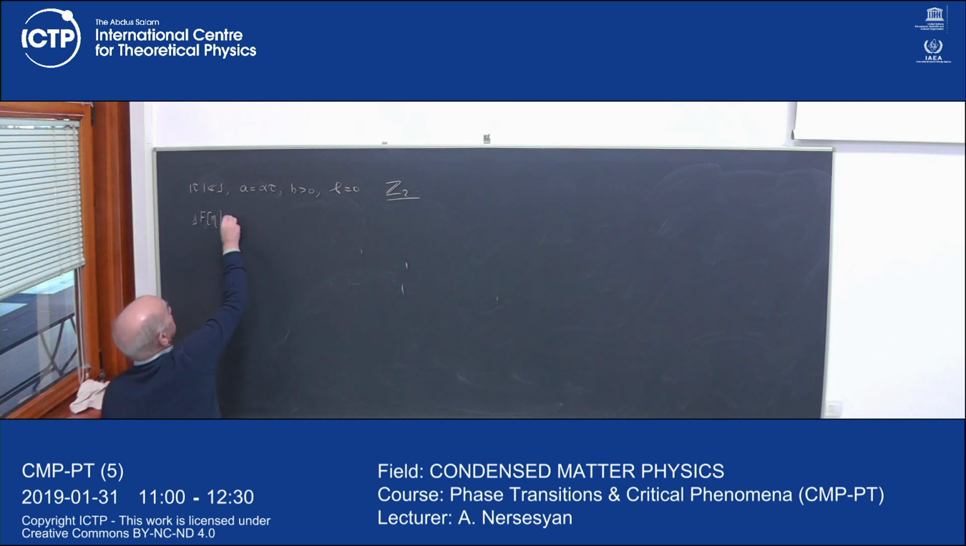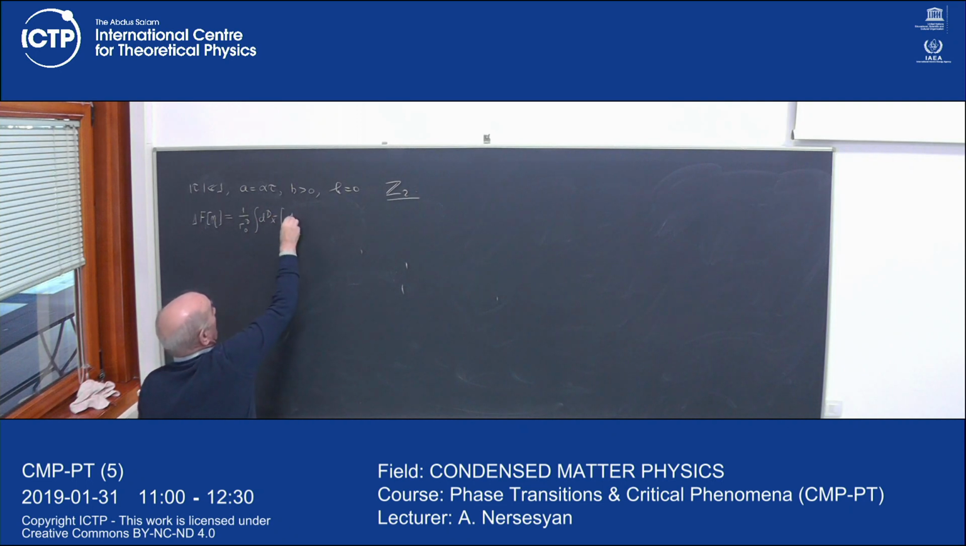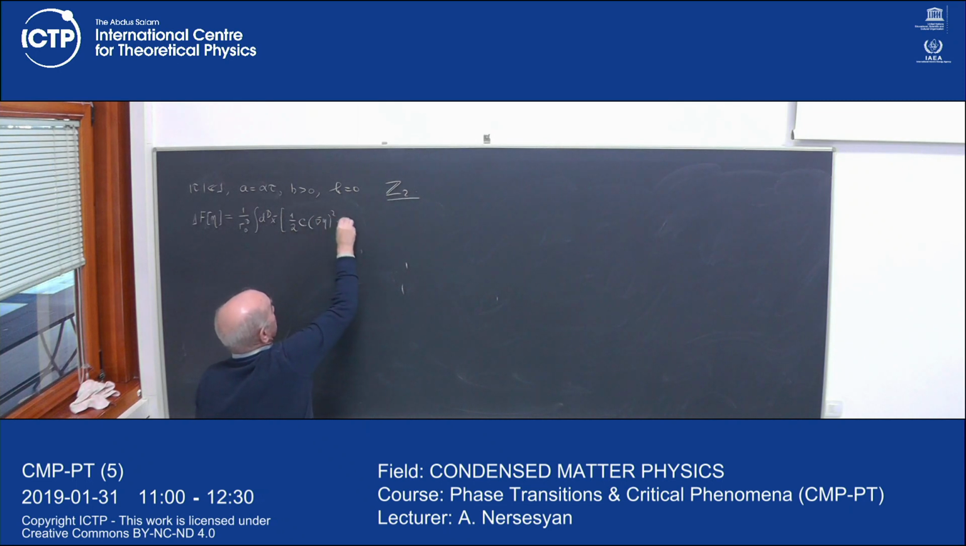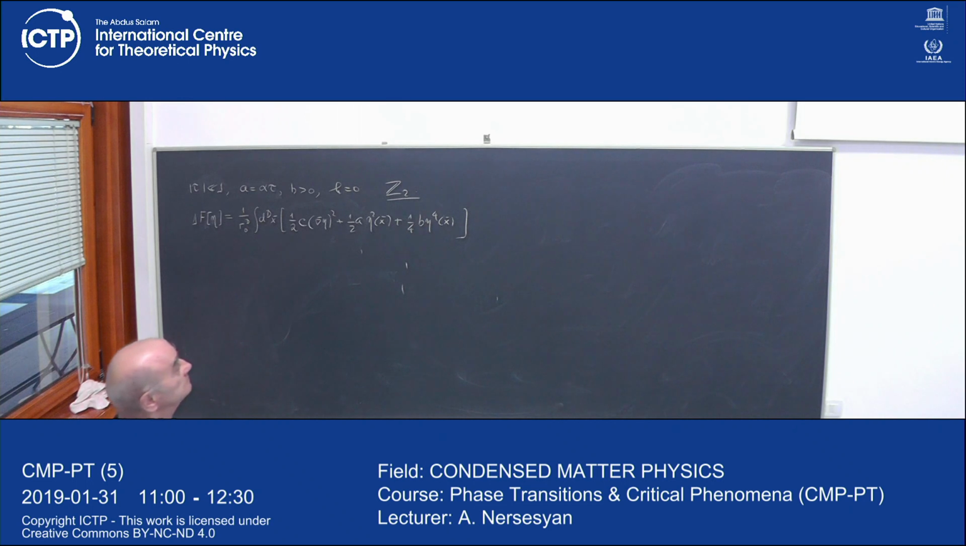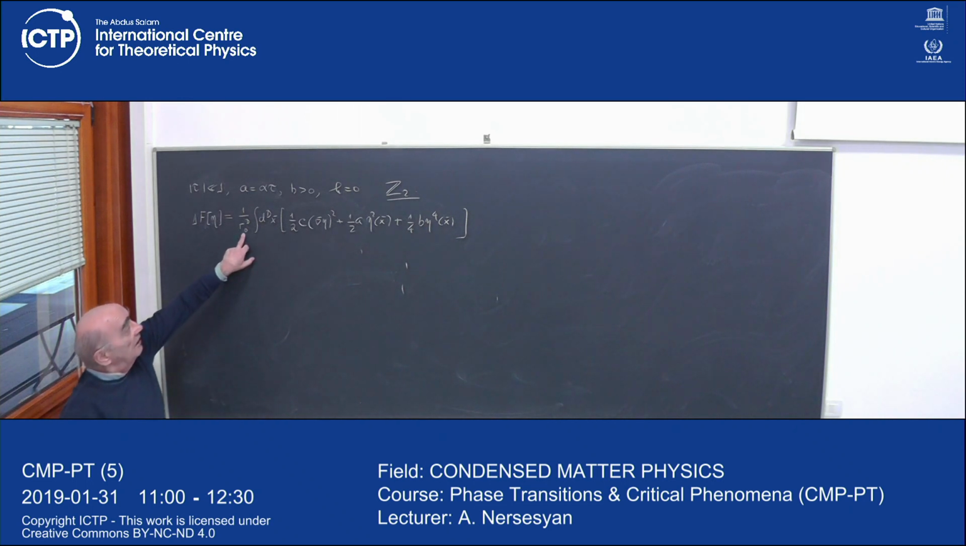And this F of eta is, now I do something more accurate. I will write down everything and then explain what I mean. 1/2 C (gradient eta) squared plus 1/2 A eta squared of x plus 1/4 B eta to the 4th of x. Full stop. So what I did, I divided by R naught, which is more or less the same as A naught.